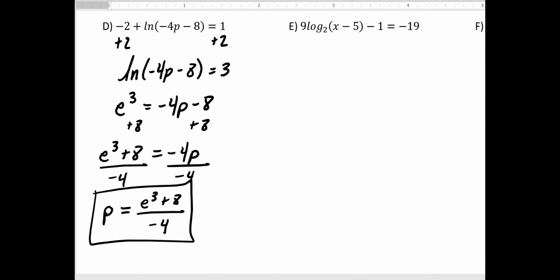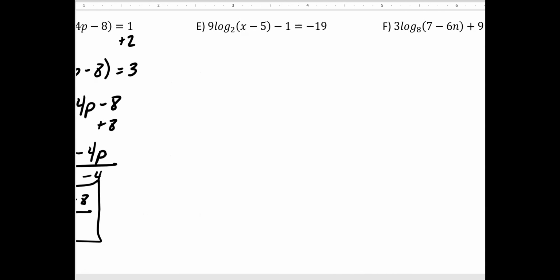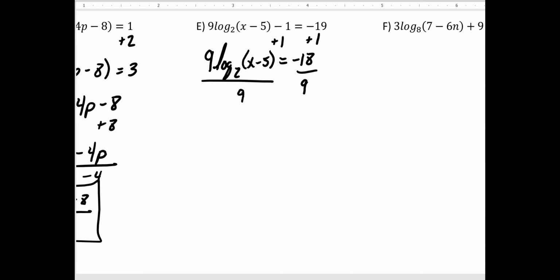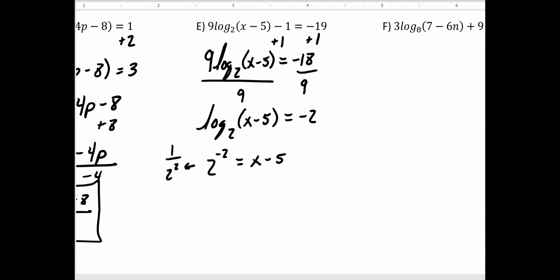All right, let's look at letter E now. Okay, so I'm going to add 1 to both sides. So I have 9 log base 2 of x minus 5 equals negative 18. Divide by 9. Ooh, this is going to be a fun one. So I'm going to have log base 2 of x minus 5 equals negative 2. Converting this to exponential form would be 2 to the negative second equals x minus 5. Well, 2 to the negative second, remember, is the same thing as 1 over 2 squared. So this would be 1 over 4 equals x minus 5.